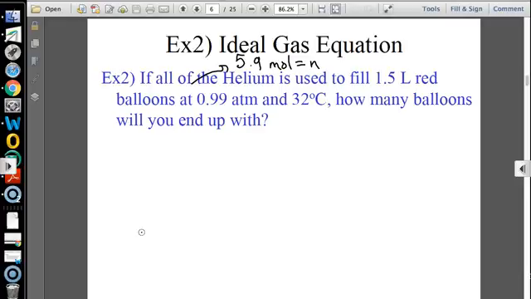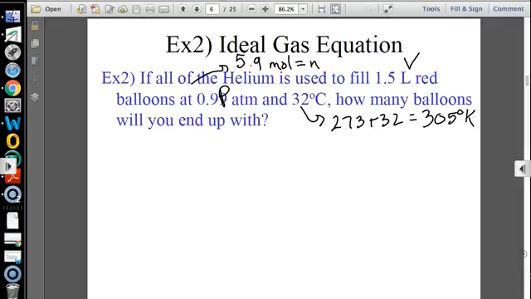It's used to fill 1.5 liter red balloons. This looks like volume to me. Let's keep reading the problem. It's not as clear as it seems. At 0.99 atm, so this is pressure, and 32 degrees Celsius. When I see this, I'm just going to go ahead and fix it. So 273 plus 32 equals 305 degrees Kelvin.